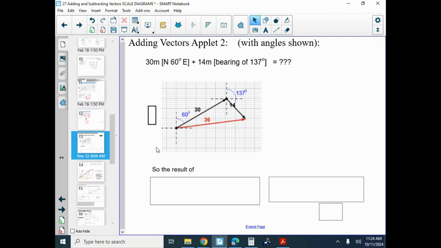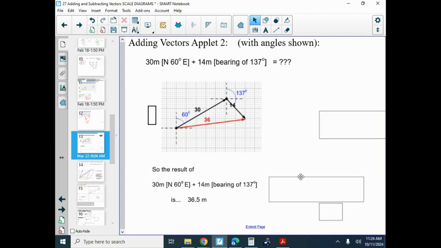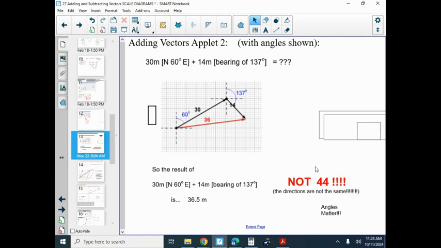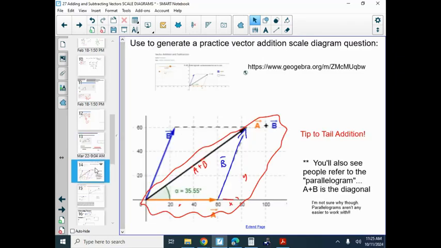So adding vectors, it's just another applet, basically. You could do a lot of practice with the questions that are here, because you could do a scale diagram of 30 at 60 degrees, north 60 degrees east, and draw a vector that represents 30, and so on, and see if you're able to get the answer of 36 and a half, okay, to confirm how to do things.